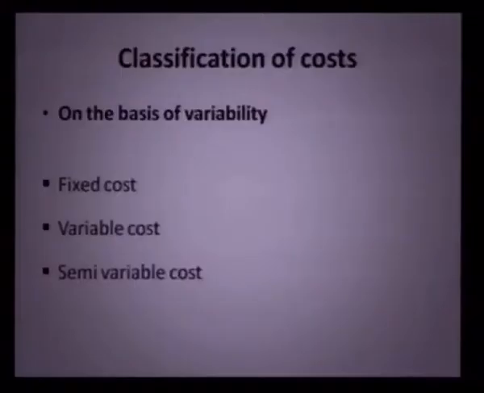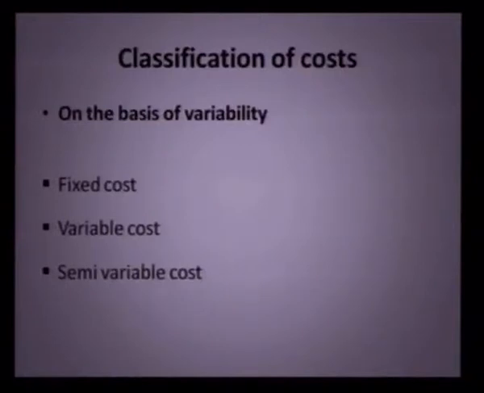Once you are able to classify the overheads, now the question is related to the classification of cost. I think there are various categories on the basis of which we can classify the cost. So can you explain to our learners what are all those categories under which the cost could be classified? Costs are classified on different bases. First of all, we divide cost according to variability: fixed cost, variable cost, and semi-variable cost.